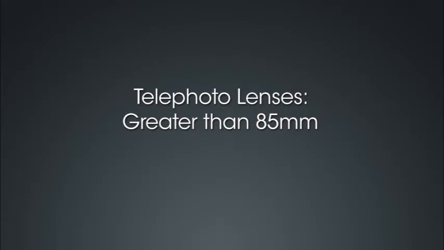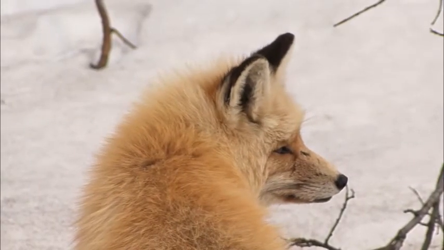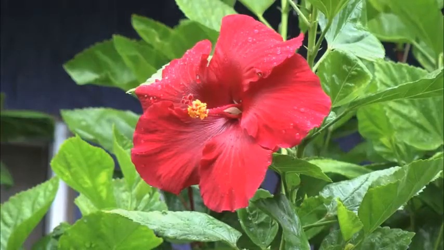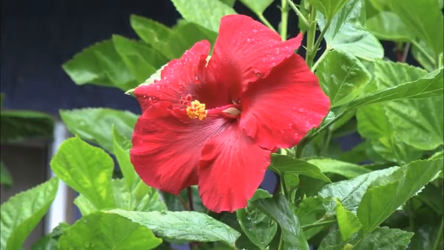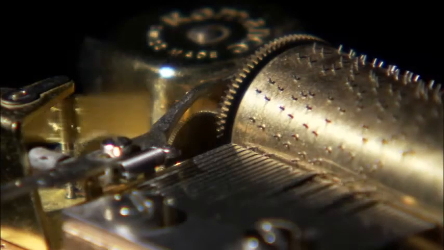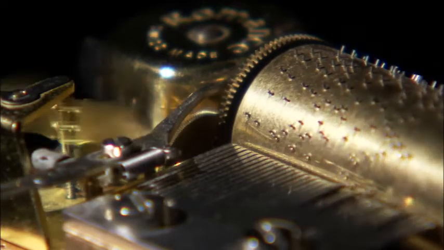Telephoto lenses are over 85 millimeters and are great for getting closer to your subject. Sports and wildlife photographers use telephoto lenses extensively to zoom in on the subject. Telephoto lenses are also great for getting amazing close-up shots of flowers or other small objects. If you're photographing very small objects and you want to have the ability to capture even the smallest details, you'll want to look into a dedicated close-up or micro lens. The focal lengths for dedicated close-up lenses range between about 60 millimeters and 200 millimeters.